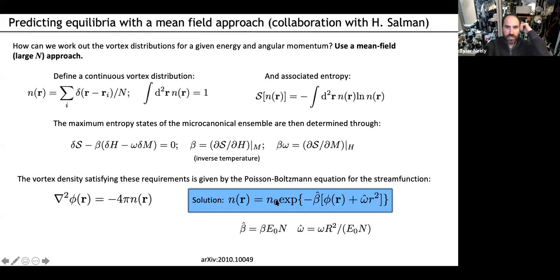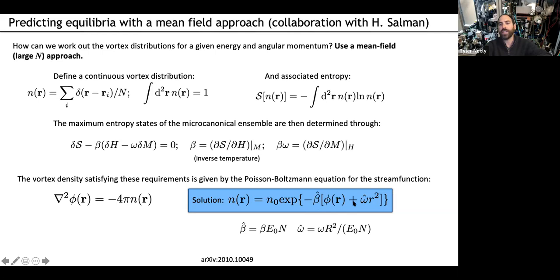And this actually has a relatively straightforward solution in terms of this inverse temperature and this omega. And these are just rescaled versions of that because that's what's shown in the results. So you can take this mean field density, and we'll see in a second with the experimental results, we're actually using the predicted mean field density and using that to fit to the experimental data and extract what beta and omega are from the theory.